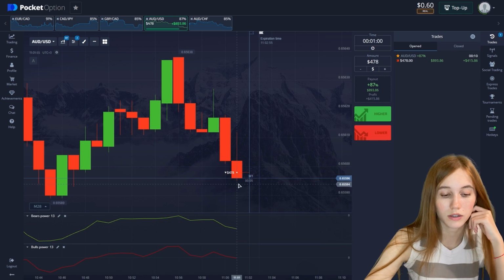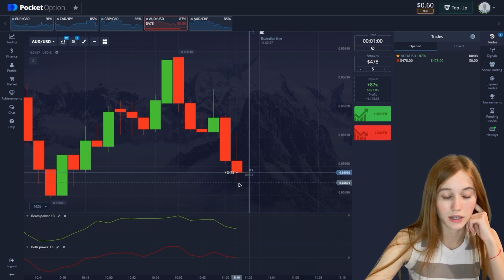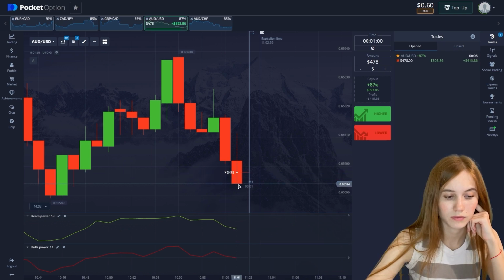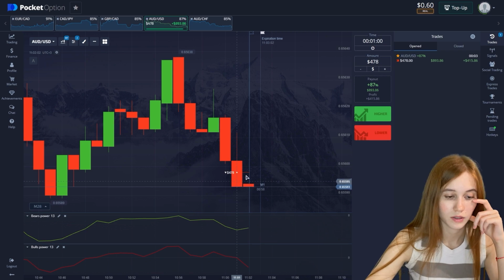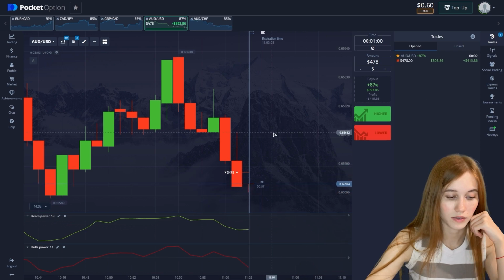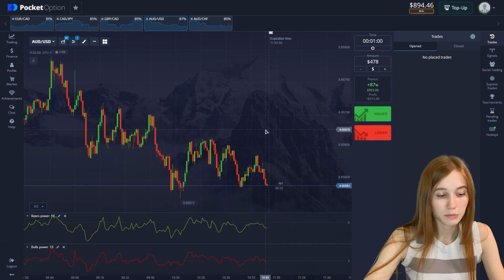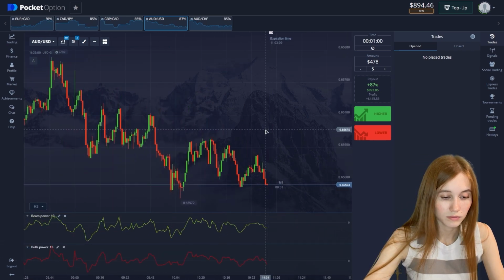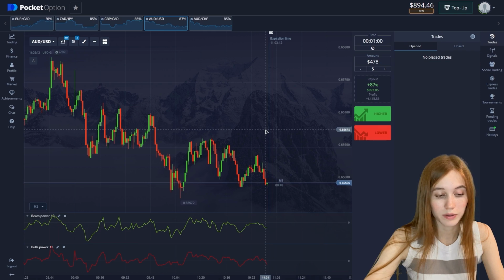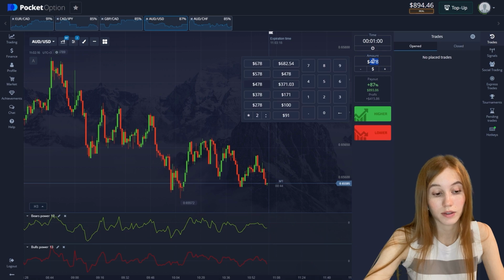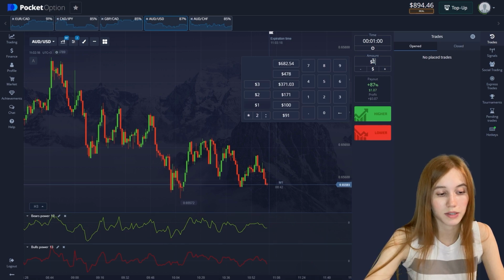Let's watch the chart. There are 17 seconds left. And 3 seconds left. Good. The deal in plus. And let's reduce our amount to $150. And then we'll move on to our last concept pair for today.